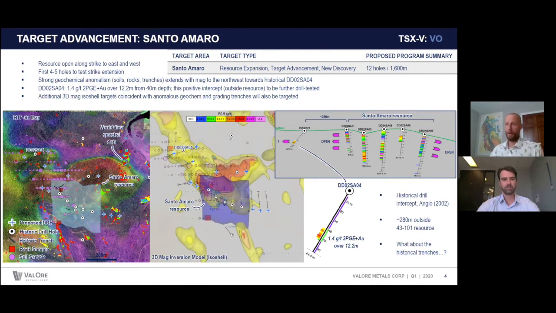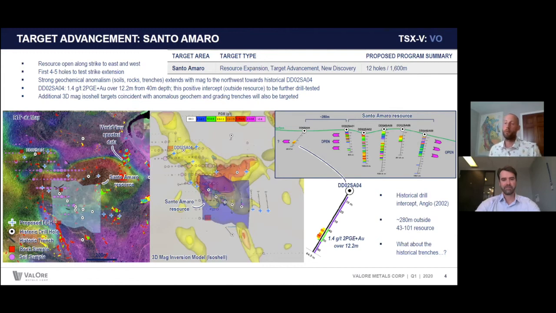It's sitting about a half kilometer, or just shy of that, outside of the resource, and as you see, the intercept is above resource grade, it's near surface, and it's totally open. We'll get to the trenching numbers just after this, but there are some nice trenching numbers that sort of connect or suggest continuity between the mineralization we see in the resource and the drill hole intercept to the northwest.